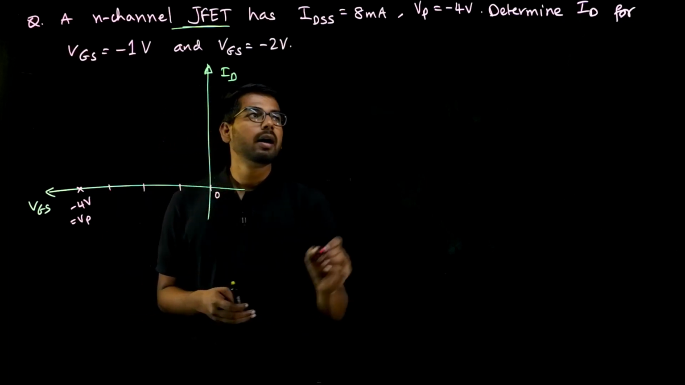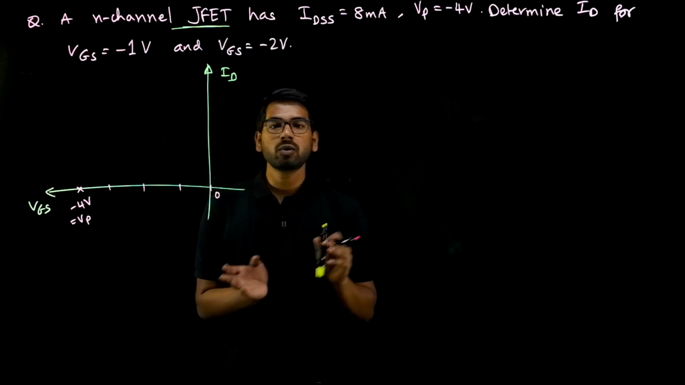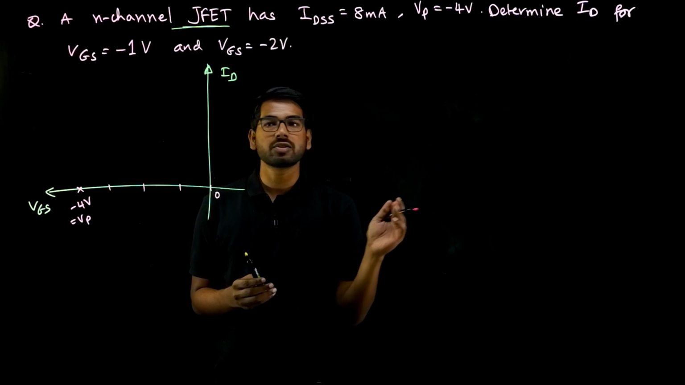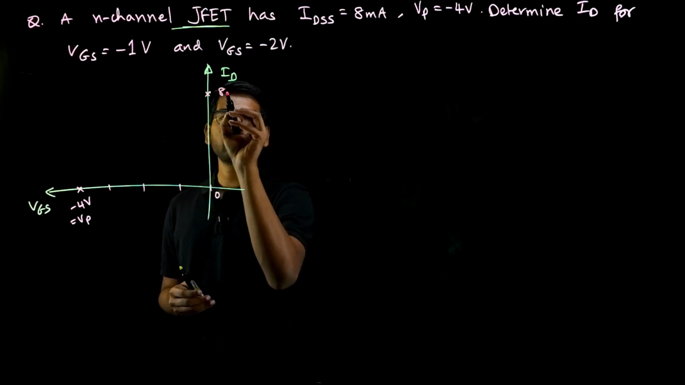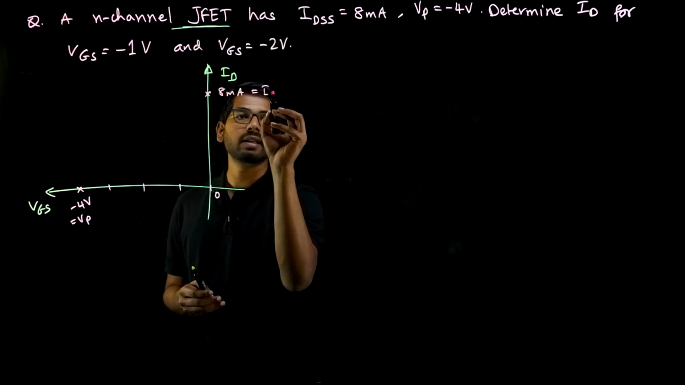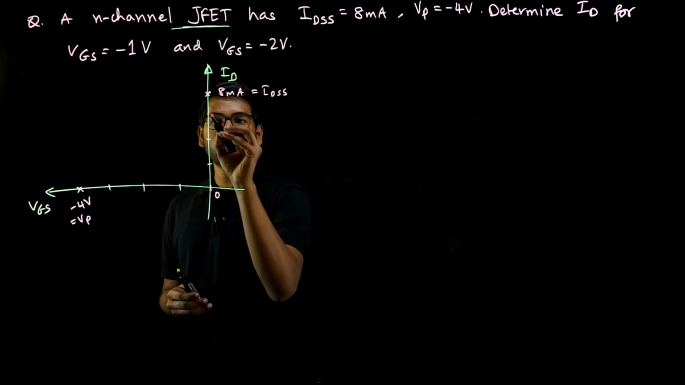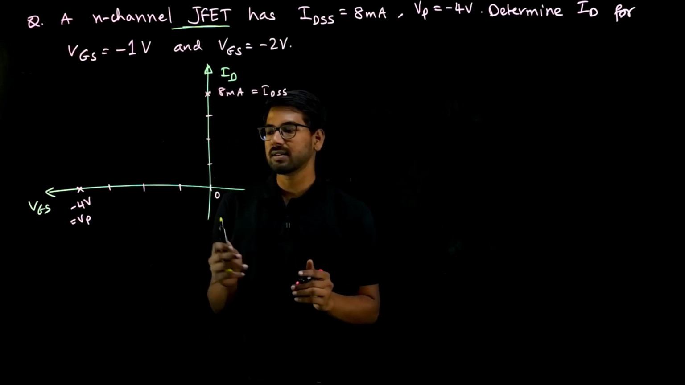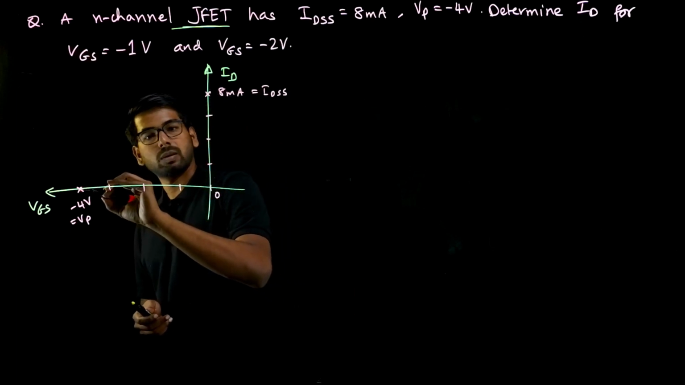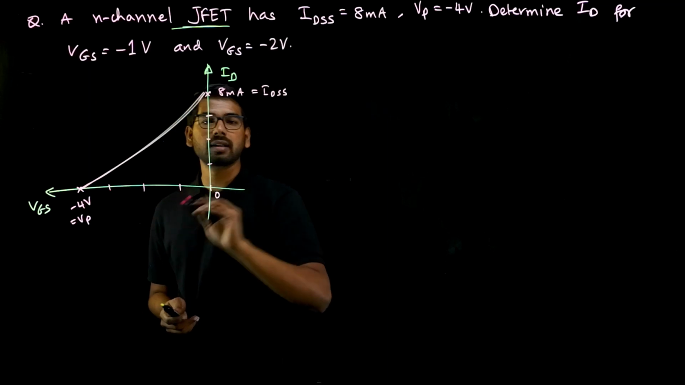Here is 0, and we have IDSS. IDSS is the drain source saturation current, which is here. So that is 8 milliamps, that is IDSS. And the relation, the graph, is a slightly curved line.